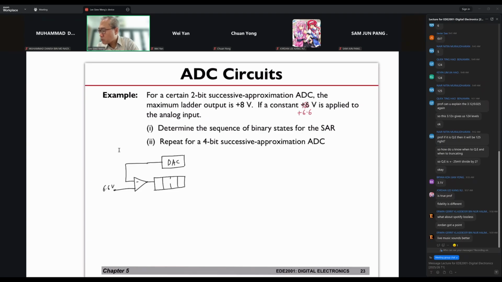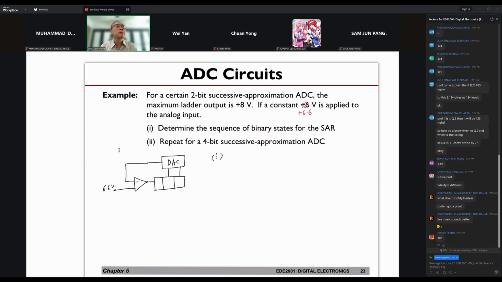Sorry, this is 2-bit, so I only need this. Okay, first, they want you to come up with the binary sequence states for the SAR, right? So what will it come up with first at the very beginning? What will be the output to the DAC at first? 1 0, that's correct. So it will be 1 0 to the DAC.